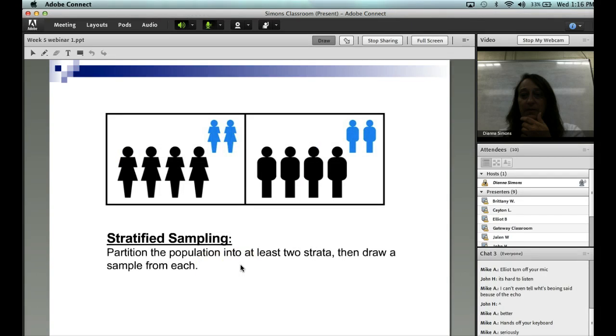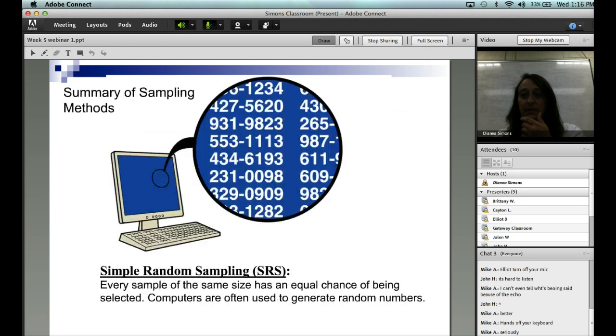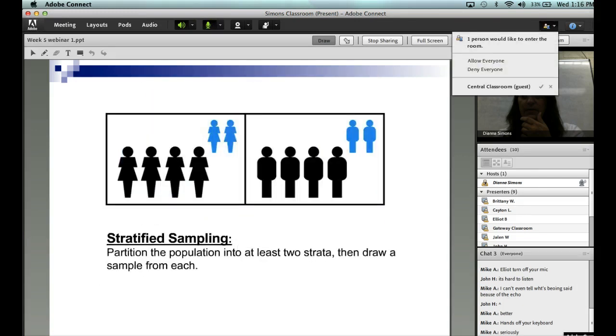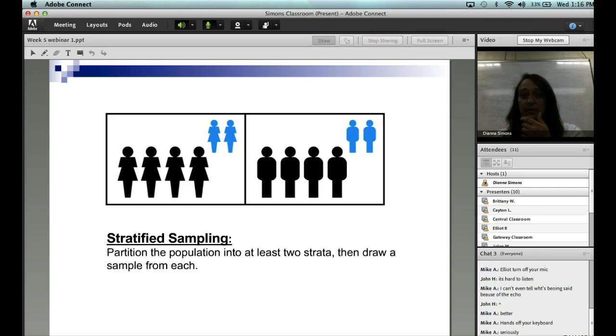Partition the population into at least 2 strata and then draw a sample from each. So like you basically take a male group or female group. A group from a group. Good. So like you have a group of females and you take a group from those females. That's right. Or you do the same thing with men. Yeah. That's interesting.